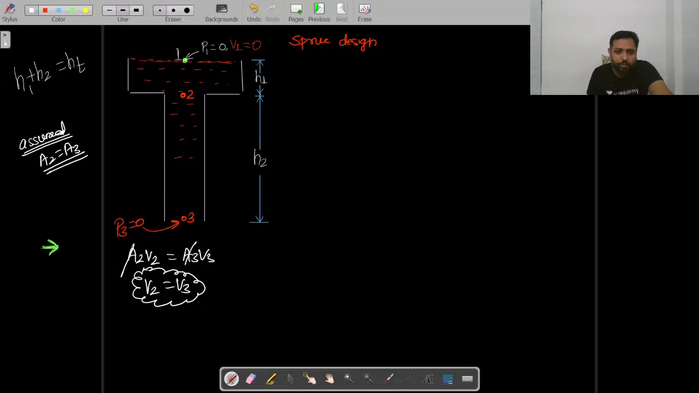As V2 is equal to V3, my dear students, we can apply the Bernoulli's equation, which will give you P2 by rho g plus V2 square upon, let me write it here, otherwise it might not be visible to you. P2 by rho g plus V2 square by 2g plus head of point 2 is from datum.